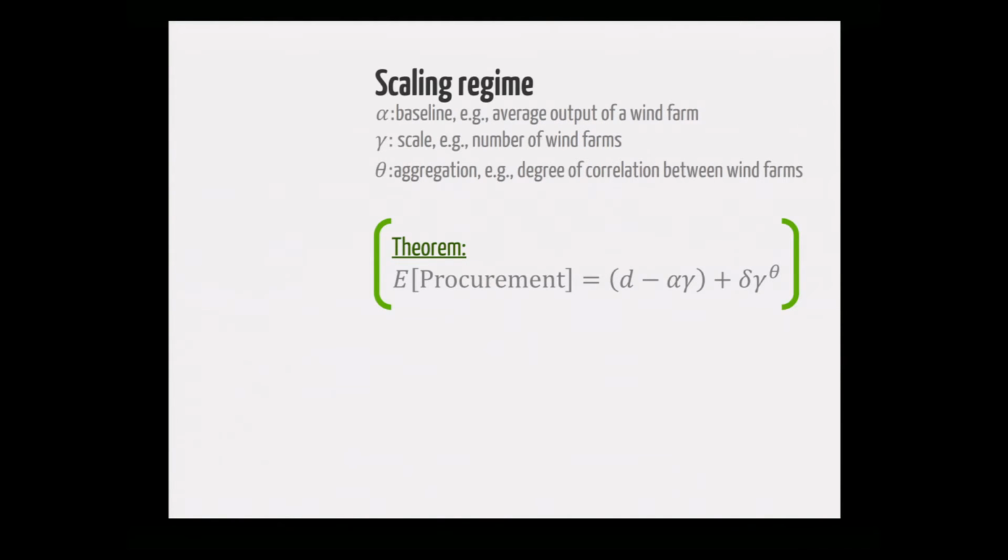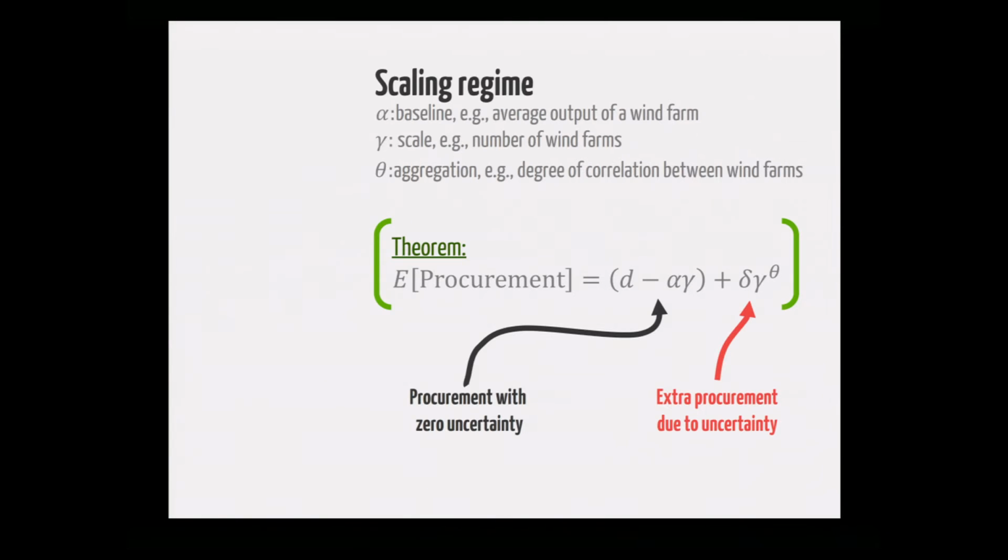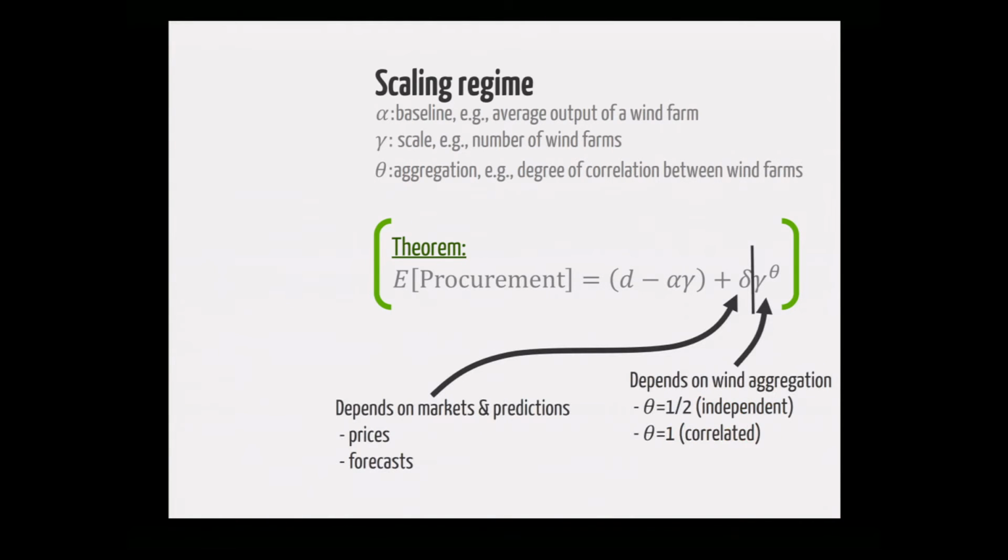what you would have to buy to make demand match supply, plus a little extra. And that little extra has a very clean form, where there's some parameter that depends on markets and prices and is very complicated, but it's completely separate from the thing that depends on how wind aggregates and how you can predict it. So you get this nice separation.